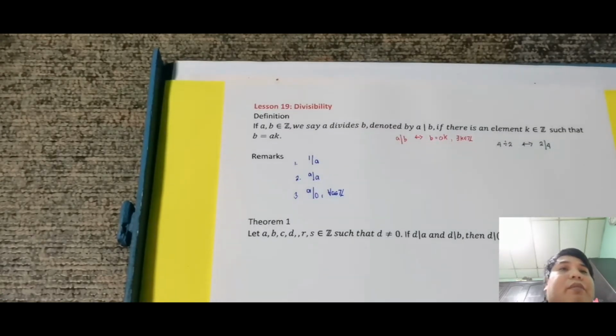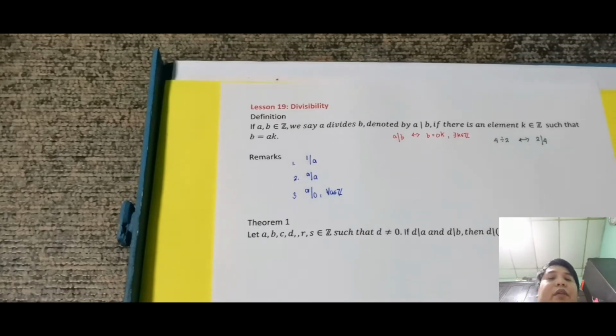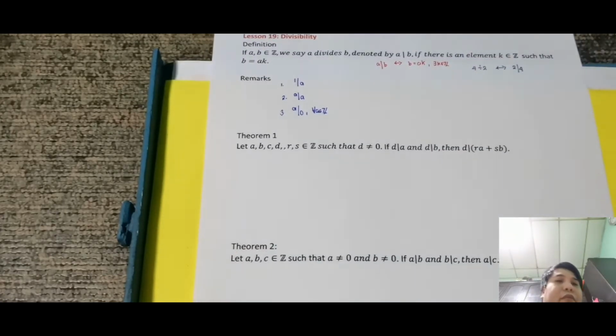Okay, so let's have theorem. Ngayon magpuprove tayo ng mga theorem dito sa ating divisibility. Tapos mamaya magpuprove ako ng example in which baliktad yung scenario, hindi na siya divisible, kumbaga 3 does not divide something na ganito. Theorem number 1: let A, B, C, D, R, and S be elements of integers such that D is not equal to 0. If D divides A and D divides B, then D divides RA plus SB.